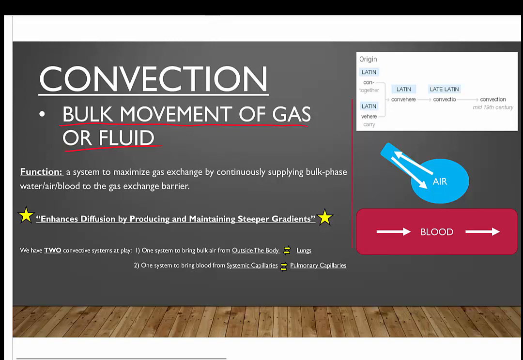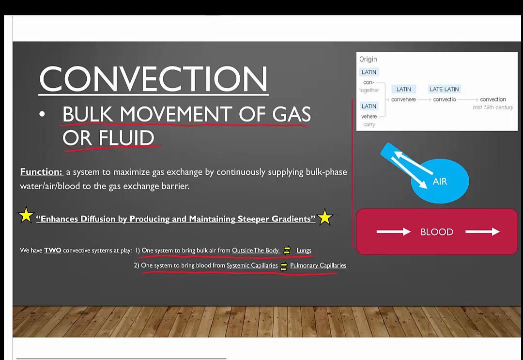And so we have this similar issue here in the respiratory system where we have two main convective systems. The first one is a system that brings bulk air from outside the body to the lungs and vice versa. The second system is the system that brings blood from the systemic capillaries to the pulmonary capillaries and back again. So these convective systems play a really important role in gas exchange. So let's take a closer look at that.